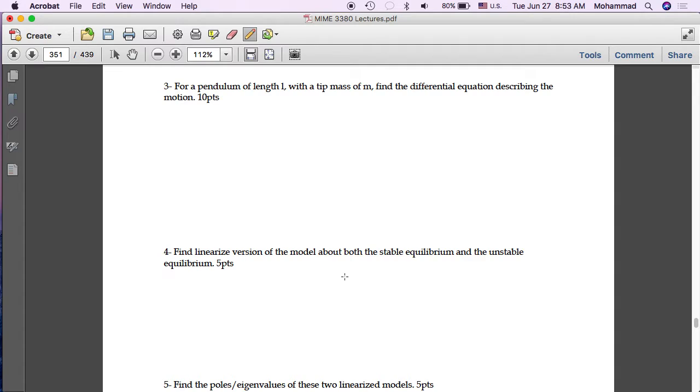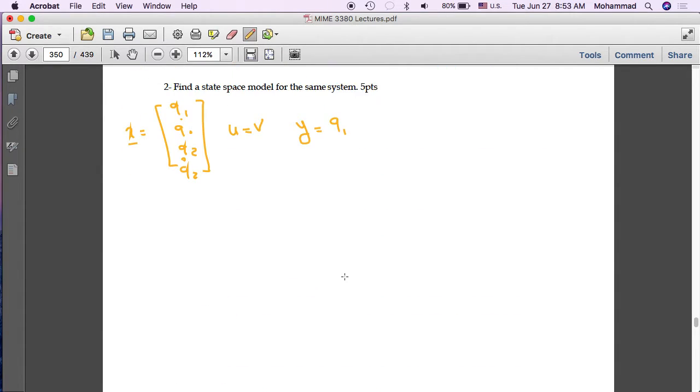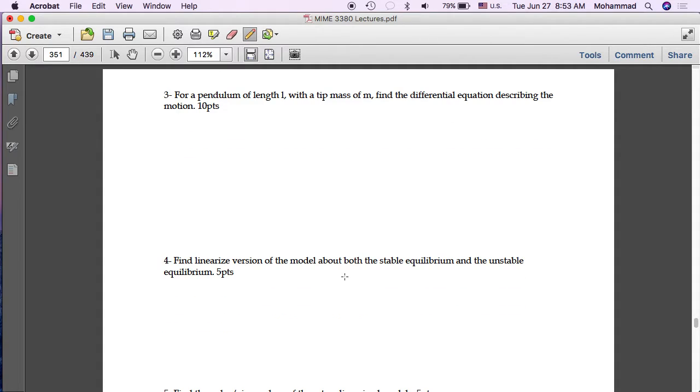So please go ahead and, if you have some time at the end of the class, I'll come back to this. So let's keep this here. So the third problem is a pendulum of length L rather, with a tip mass of m. We want the differential equation describing the motion. And again, I'm going to give you a minute to set this up, and then I'll show you the solution.